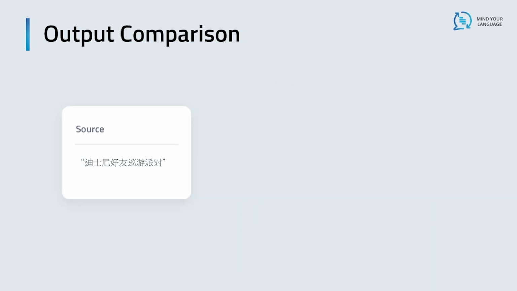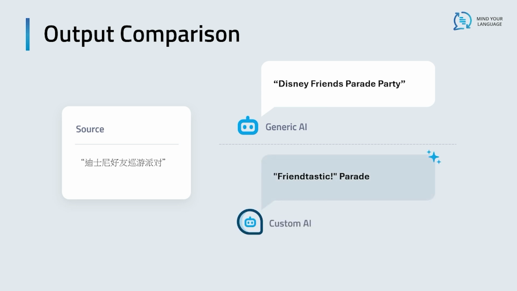In our second example, this shows a specific piece of terminology that this client would like to use, the name for this parade. And in this case, our custom AI model would of course understand the naming convention that our client prefers, and will be able to apply it correctly.